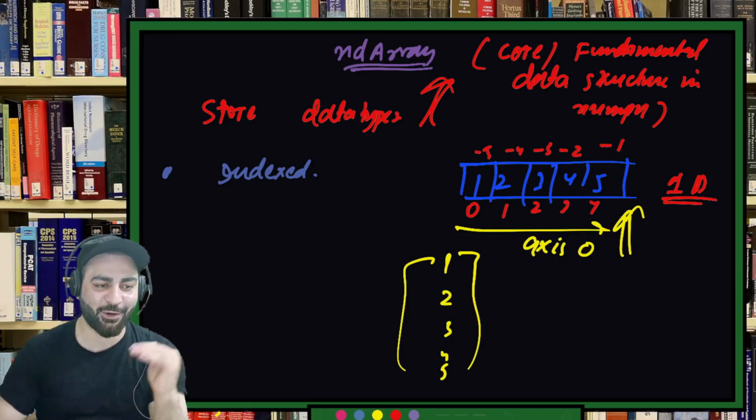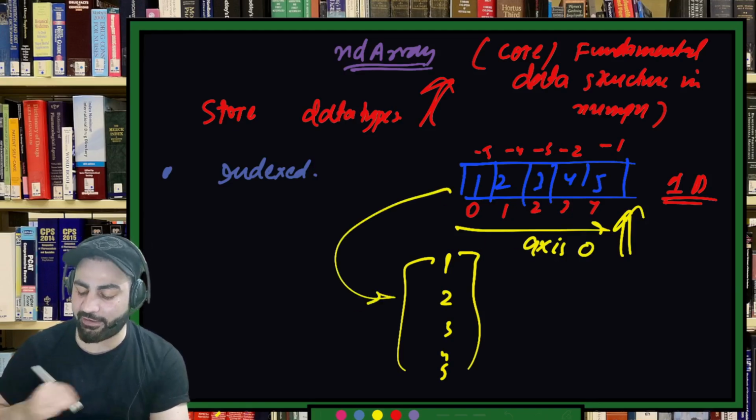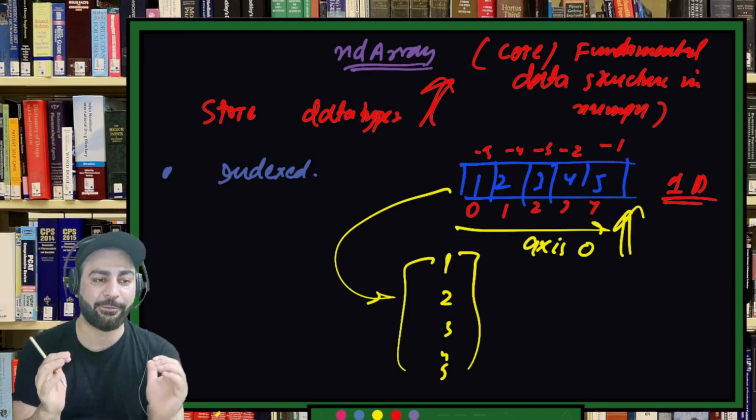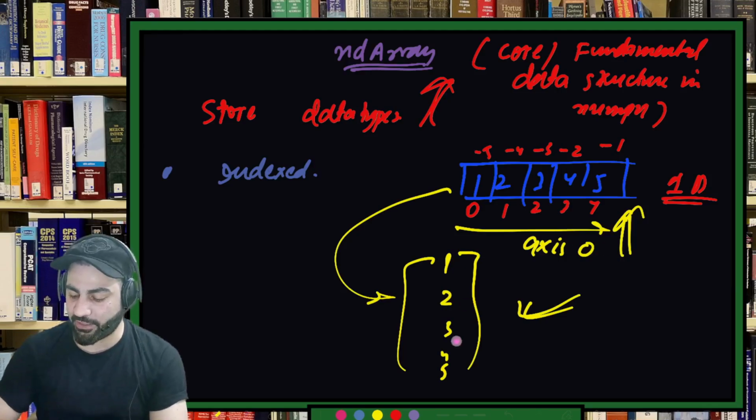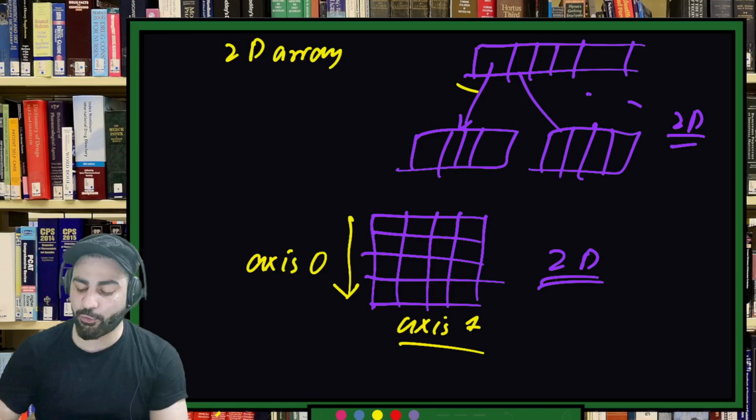Don't get confused that I wrote it horizontally. I said by default a vector is like this. When you think about an array, you should think about a column vector. That's why this is axis 0, because actually it is like this. So when I wrote it in 2D, this is axis 0, this is axis 1.